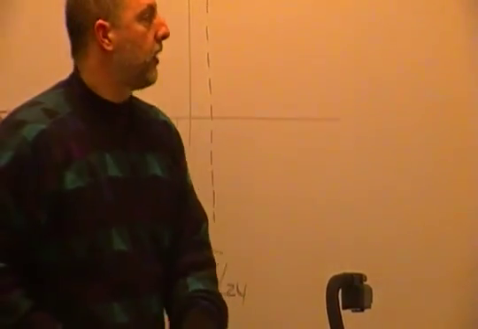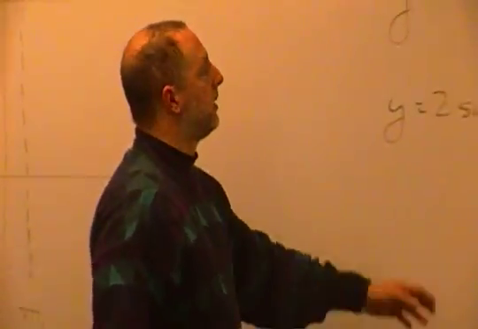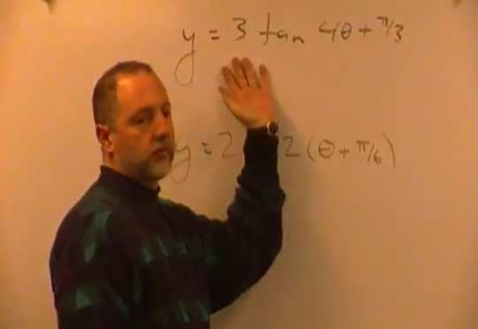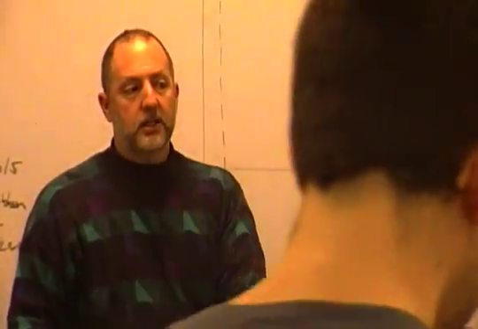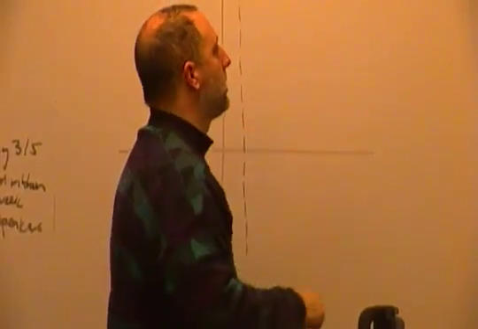How do I find my next asymptote? Just figure out the period. And how do I get the period? Looking at this, you pull out the 4. Now I want to be cautious. Sine and cosine, what's the period? 2 pi. Secant and cosecant, 2 pi. What's the period for tangent and cotangent?